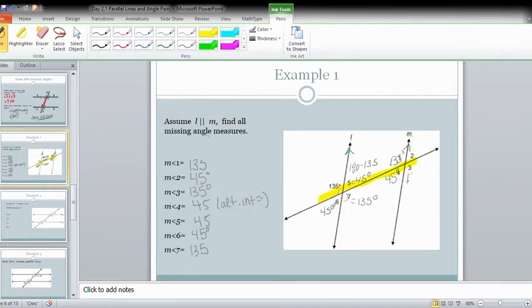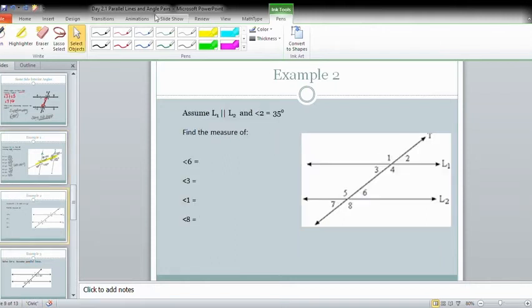So we have all of these relationships that we can use. And once we figure out one angle, and we know we have parallel lines, we can figure out the rest. But again, parallel lines is important. All right, why don't you pause the video and see if you can figure out this one, and then come back and see how you did.